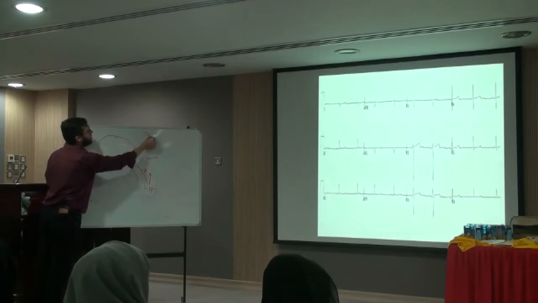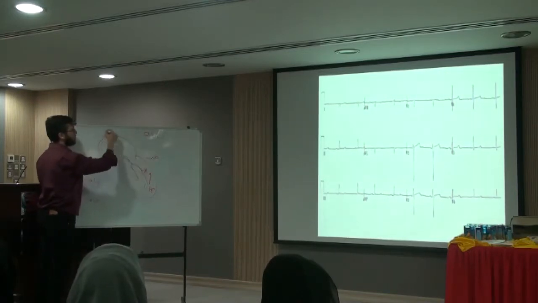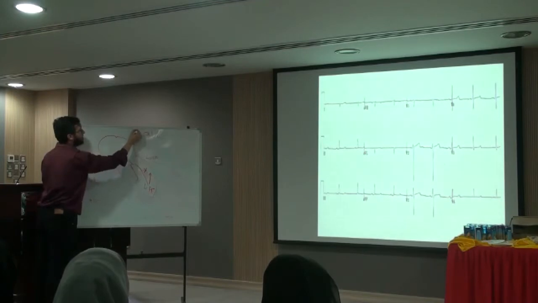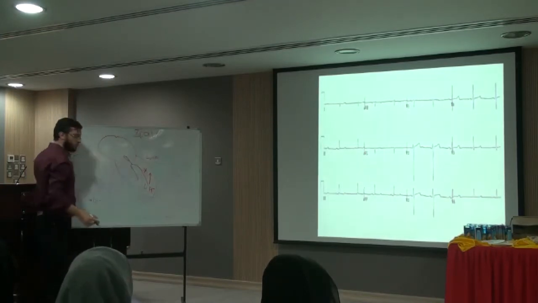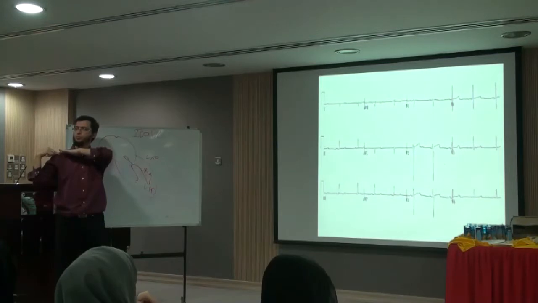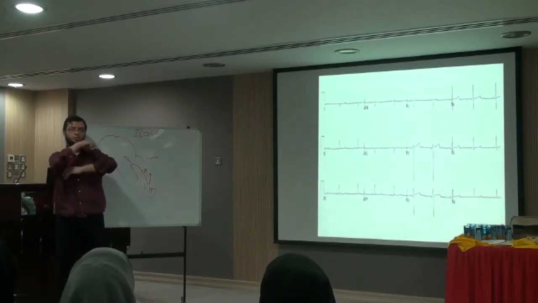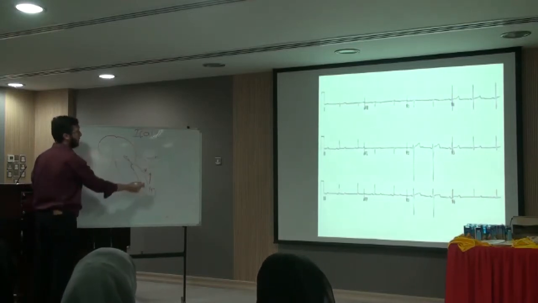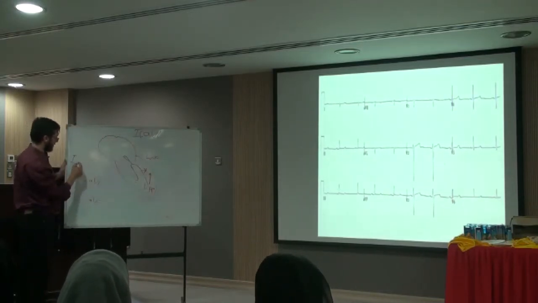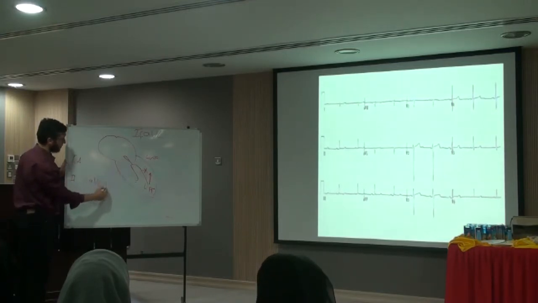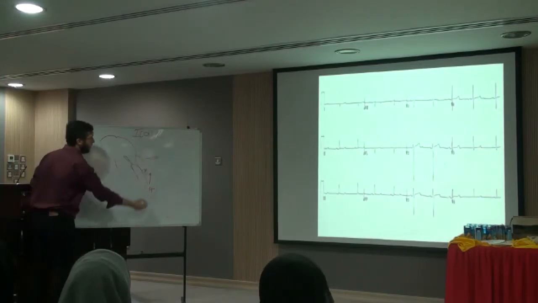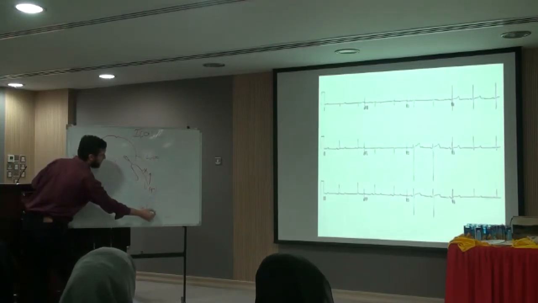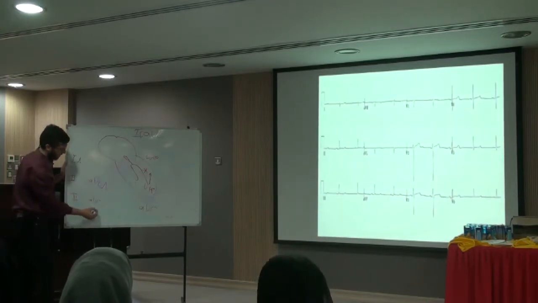Which leads are here? AVL, and what is also positive here? Lead 1, because lead 1 is this part. This is negative, this is positive. So the positive is here. So you will find in the 12 lead ECG that lead 1 is positive, AVL is positive because it's going up. What about AVF? Negative. And the inferior leads, negative, negative, negative.